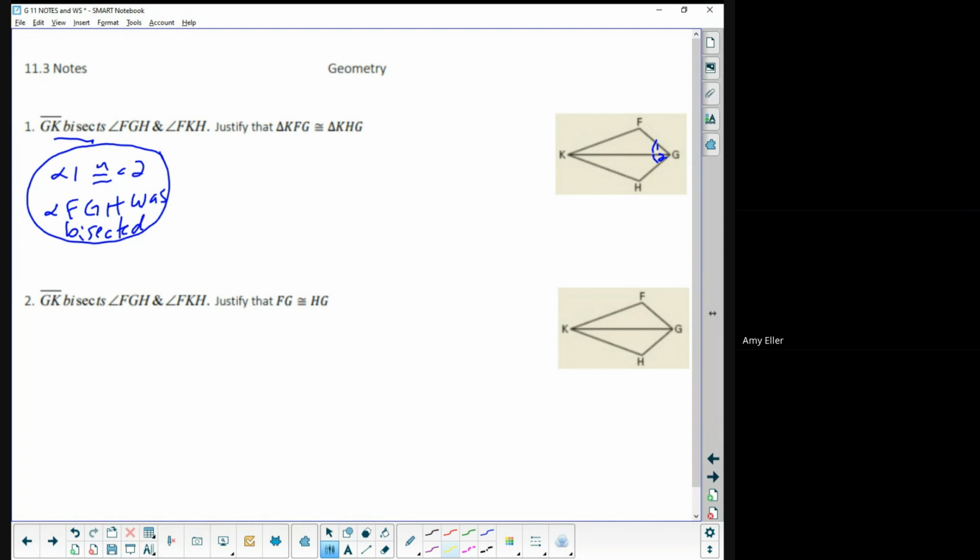All right, the information says GK bisects this angle, took care of that. It is also bisecting or cutting angle FKH. Let me highlight that angle. FKH. So mark that into 2 equal angles.